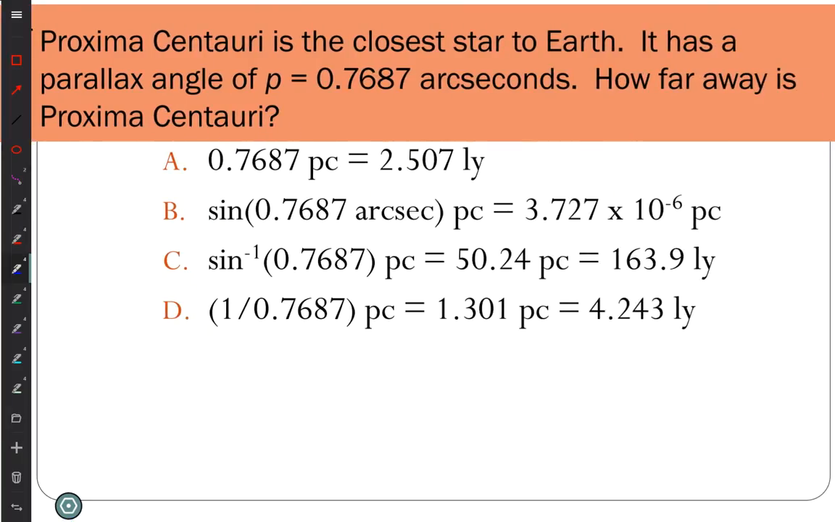But then we go further. Now, a quick calculation just to see if you're on top of your game. Proxima Centauri is the closest star to Earth. It has a parallax angle of 0.7687 arc seconds. How far away is Proxima Centauri? You don't have to have a calculator. It's showing you the math for each one. You just have to put it into the right equation.